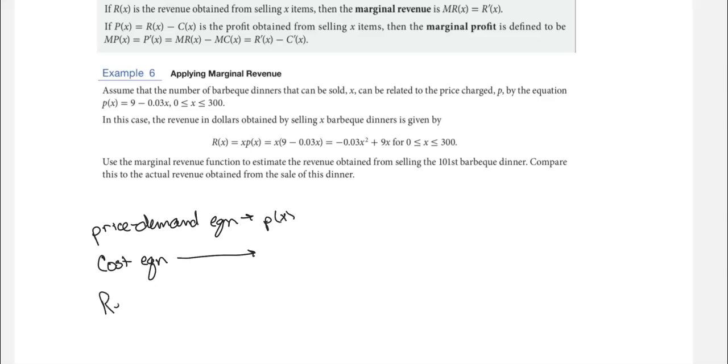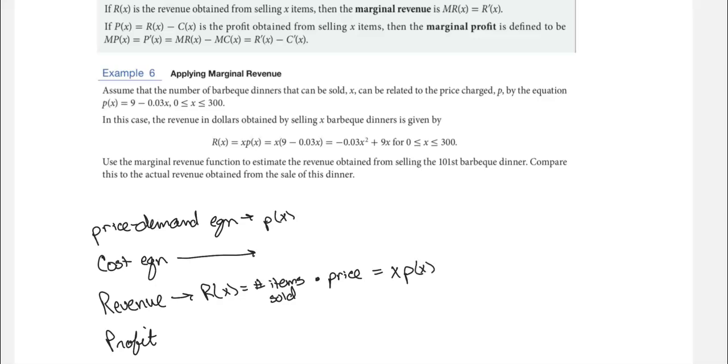And then we're going to have revenue and we're going to have profit equations. So revenue is how much money you bring in. So the revenue equation would be the number of items you sell times the price for each item. So for revenue, the number of items we sell, we could show by X, and the price is going to be dictated by that price demand equation. So it's going to be X times P of X, or we could just say X times P.